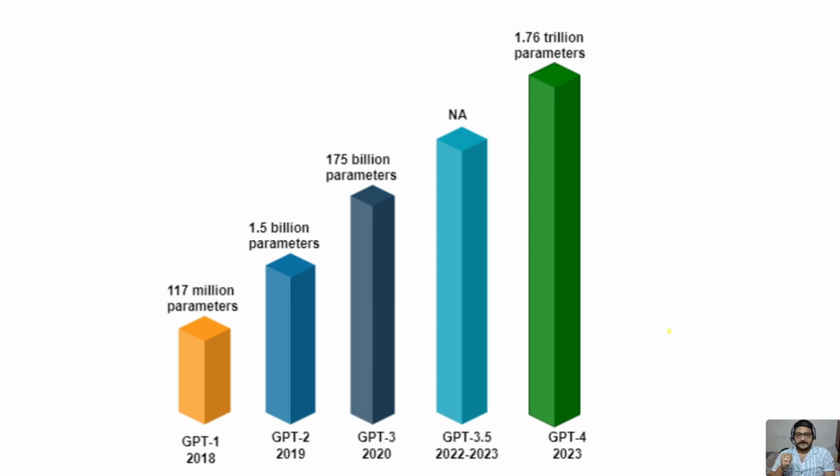The fourth version here is GPT-4, which was launched in 2023 and has 1.76 trillion parameters. So we can think about how much this latest GPT model is trained, because it has almost trillions of parameters, data sets it is already trained on.